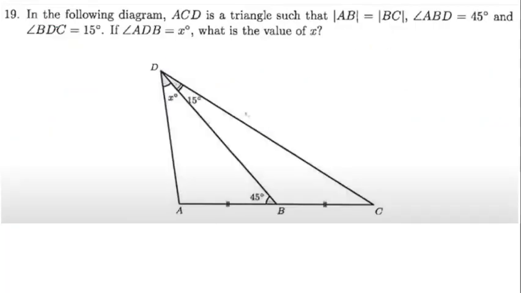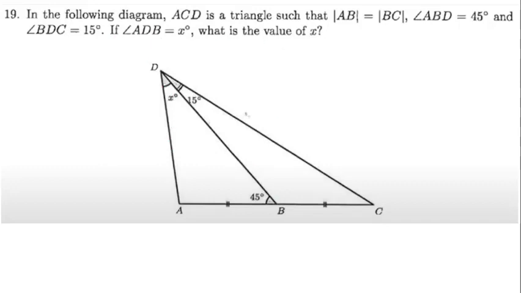Okay, problem number 19. I saw this problem before the exam. It is a famous problem. In the following diagram, ACD is a triangle. And so it's good to solve important famous problems, to know famous ideas. If you know famous ideas, then it helps you in many problems. Okay, ACD is a triangle, AB equals BC, ABD equals 45, BDC equals 15, ADB is X. What's the value of X?